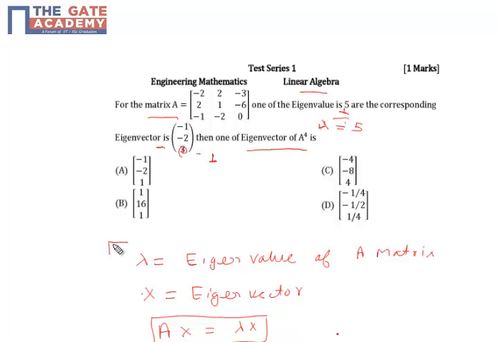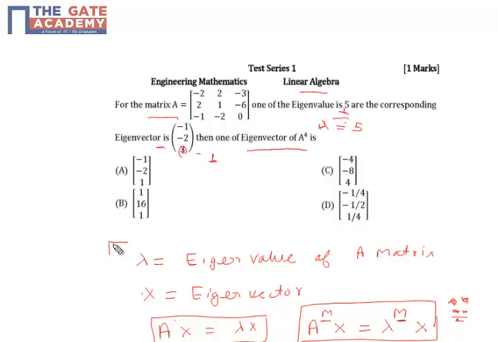Now, if I change the power of A, then the eigenvalue also changes to the same power, and the eigenvector remains the same. It remains the same. This is the basic equation, because this is the basic solution of a matrix.